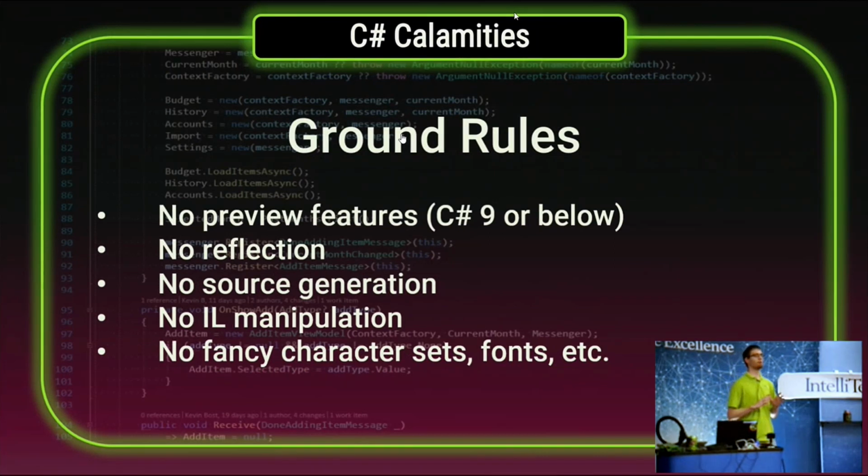So just to set some ground rules for how this code is going to work today. There will be no preview features. Everything in here is going to be C# 9, .NET 5, everything GA, what you can go out there and do today. There's going to be no reflection, no source generation, no IL manipulation, and no funky character sets or manipulating in that way. So what you see is what is going to run. With that said, even with those rules, I'm pretty confident I can do quite a bit to make C# behave in very non-intuitive ways. So just to keep that level set in mind, let's go ahead and dive in.